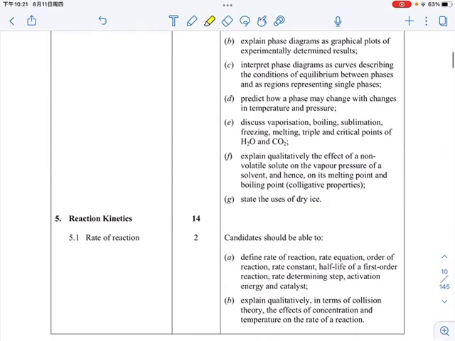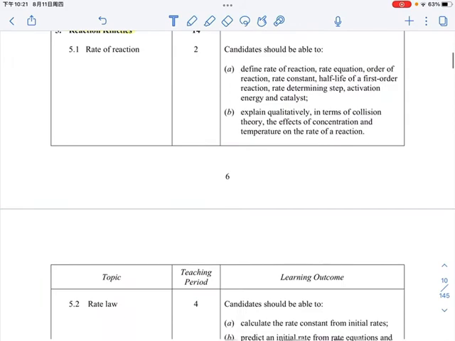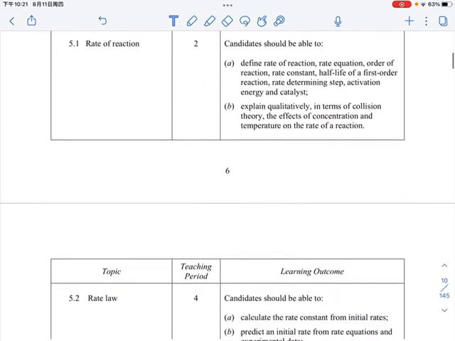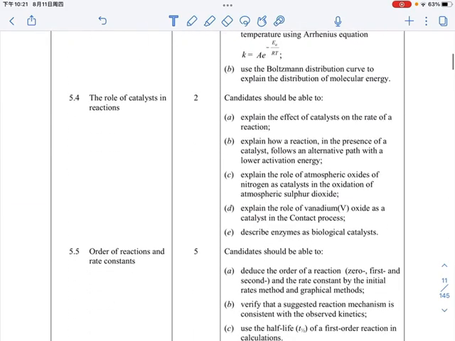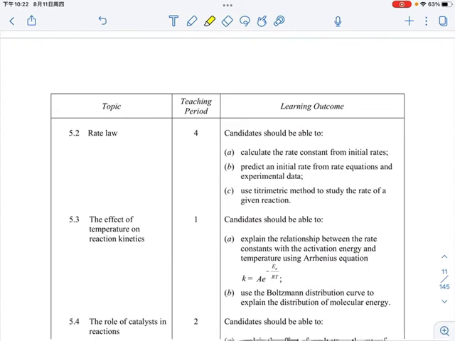Number 5, reaction kinetics. You learn about the rate of reaction, the time. You have to calculate the rate equation, the order of reaction, the rate constant, half-life. This kind is, for me, quite simple. But in your chemistry, physics, you have to remember the definition of each. Like this one, for example, the rate law, you have to remember the definition.